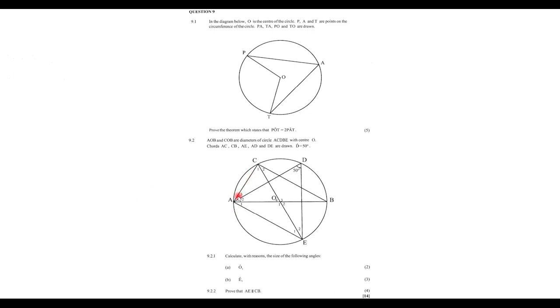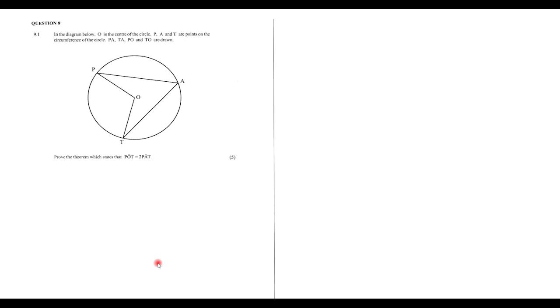Now here in this video, we're going to be working with question 9, Euclidean geometry. So let's go straight into question 9.1. They want us to prove this theorem. We're given that O is the center of the circle, and that P, A, and T are points on the circle. We need to prove that POT is twice PAT.